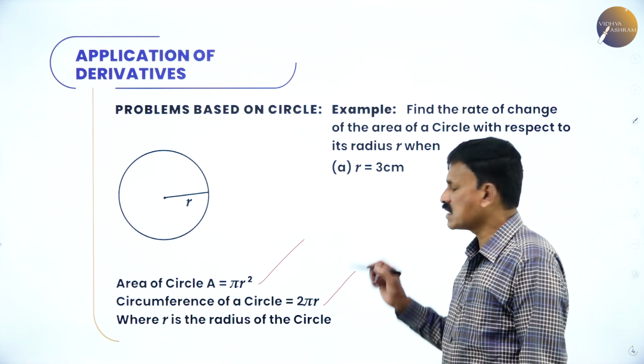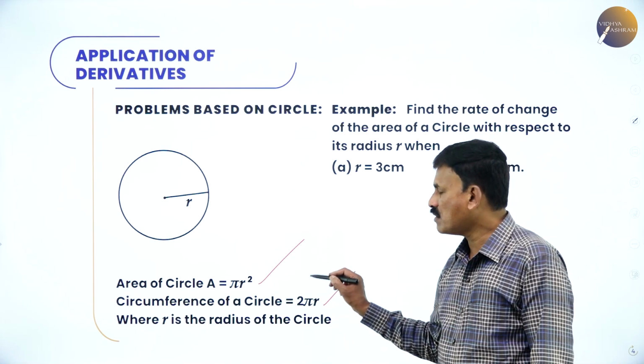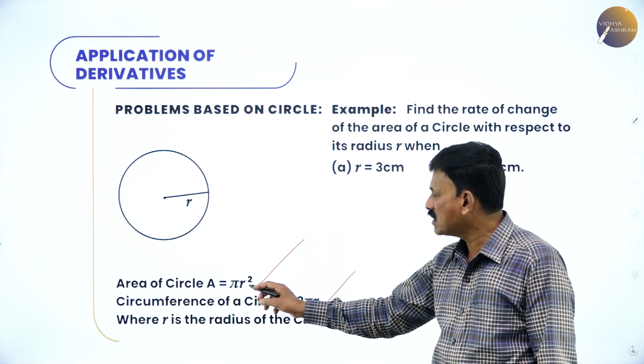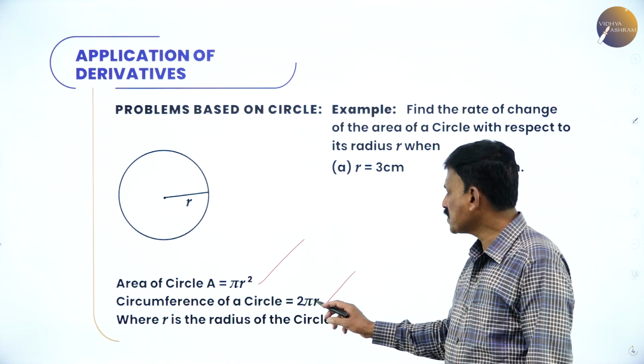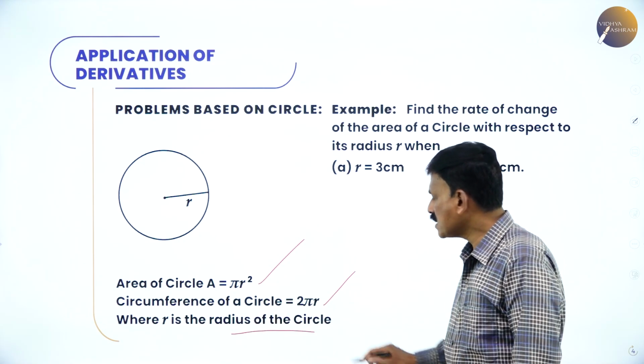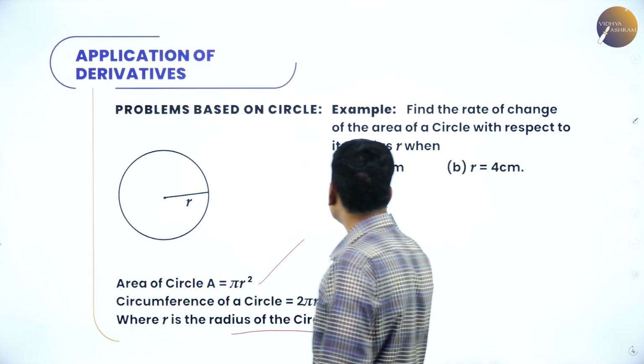The circumference of the circle is equal to 2 pi r. These two formulas are very important. So, the area of a circle is pi r square and the circumference of a circle is 2 pi r, where r is the radius of the circle.